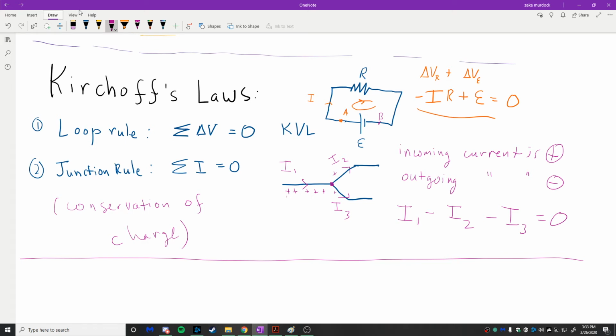So if I measure the potential difference between a point and itself, like we put 2 points right next to each other, right? So we call this B prime. The answer is going to be 0.